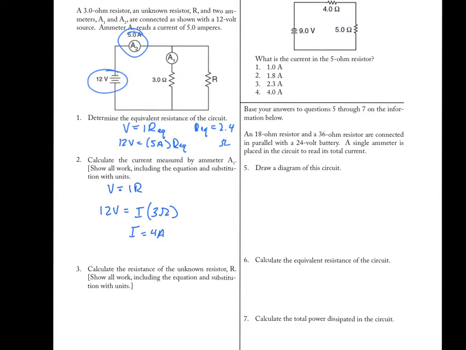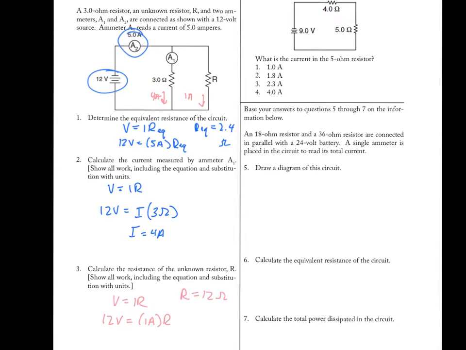4 amps. Now here we're having 4 amps through this part of the circuit. We'd start with a total of 5 amps, which splits up into the 2 branches, 4 amps and 1. That means we have 1 amp left in this other branch, which will help us for the next question. Calculate resistance of unknown resistor R, same voltage. Now we know it's 1 amp, and we could solve for R. 12 divided by 1 is 12 ohms.